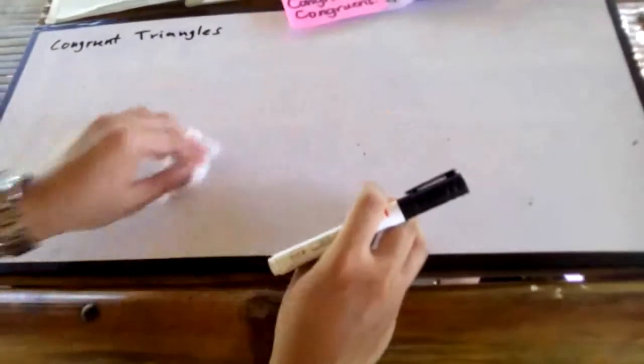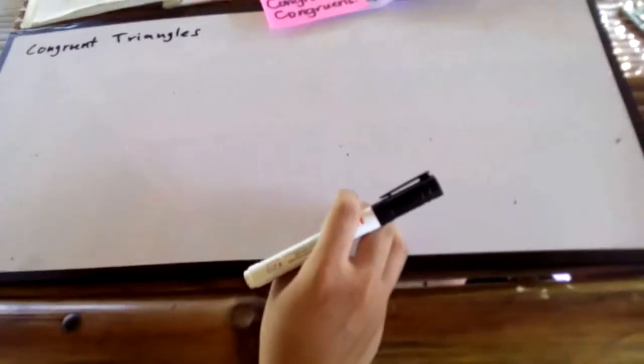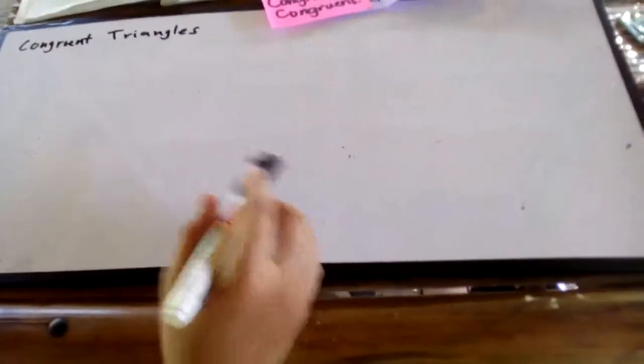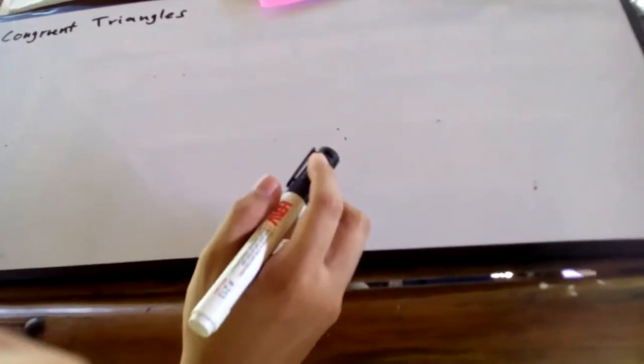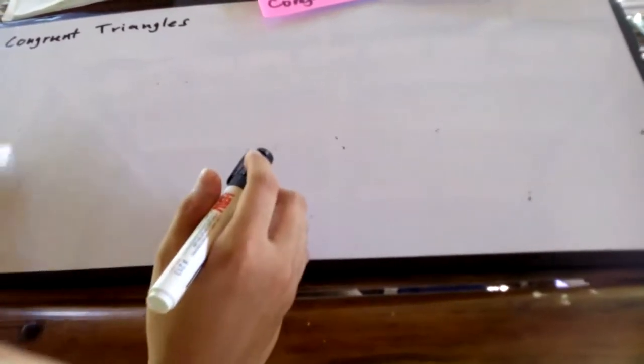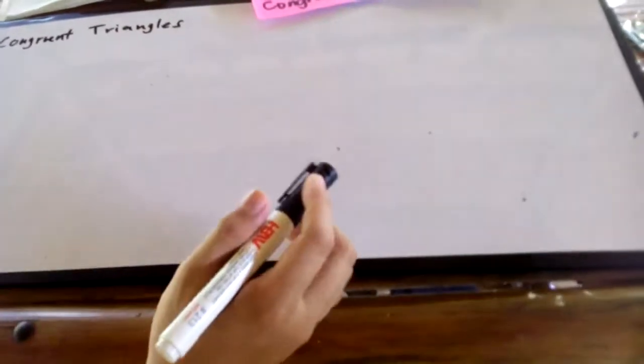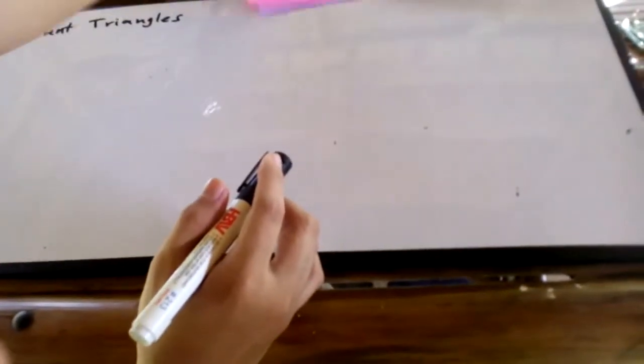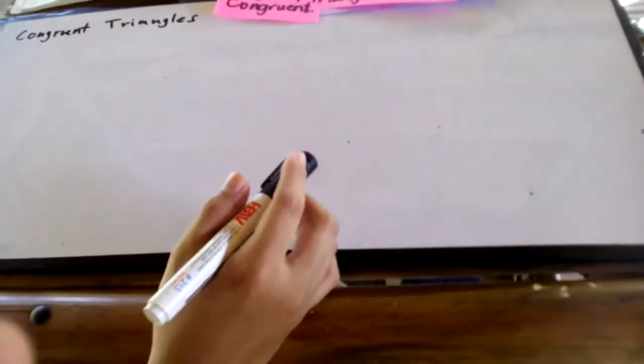So now, in proving congruent triangles, we do not have to prove all the corresponding parts to be congruent. We have postulates to help us prove that two triangles are congruent. The first postulate is what we call the SSS congruence postulate. In this postulate, all three sides of two triangles are equal.